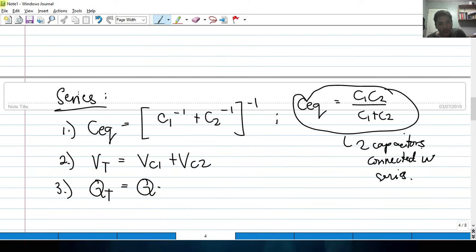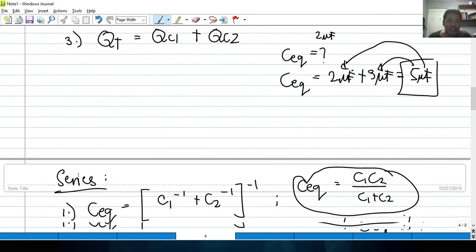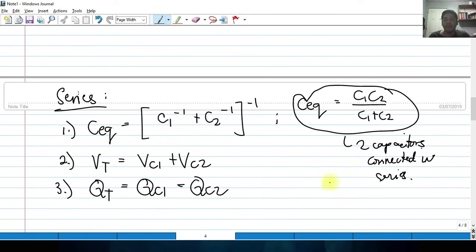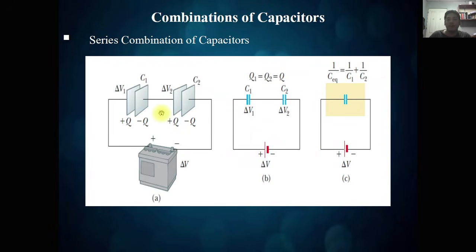Equal to the charge through capacitor 1, and equal to the charge at capacitor 2. I see the 2 and 3 here for series and parallel are interchanged. Okay? So this is the important concept we have to know, or we have to identify, in order for us to solve circuits involving the charge, the voltage drop, and capacitances of capacitors.